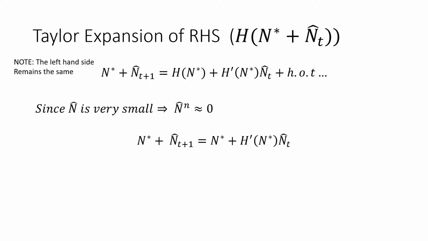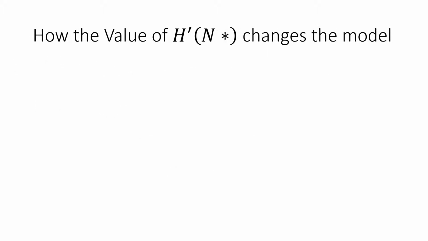And this is all equal to n_t+1. Now this can further be simplified by removing the n stars, as they will just cancel out, to give n hat t+1 is equal to h prime(n star) n hat t. H prime(n star) will give a constant, so n hat t+1 becomes some scalar of n hat t. The value of this constant will dictate the behavior of n hat t+1.